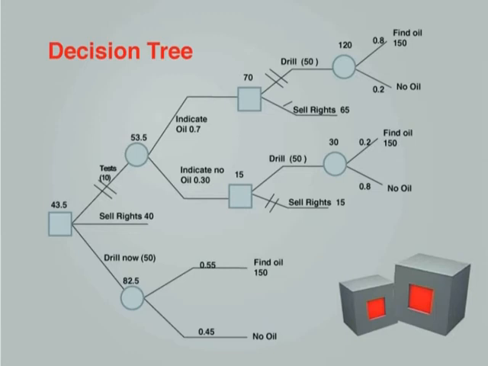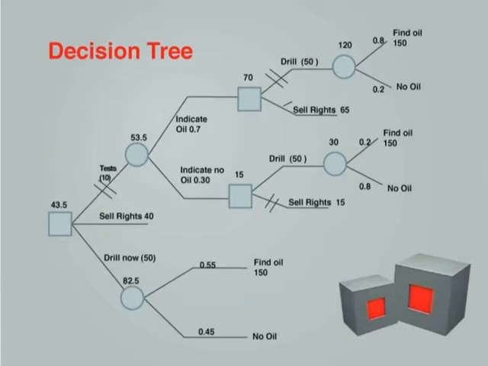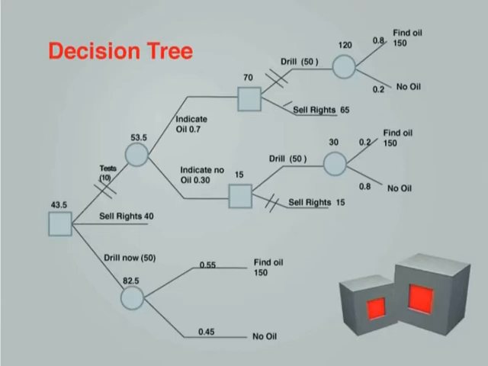Now if we continue this decision tree and go to the 0.7 side, that is after the test the result is that yes, oil is there, then what options will we have? We will have to decide again that either we drill, if we drill then there is a 50 million outlay, or if we sell the site straight away at that point in time when the tests are clear and we are sure that there is oil available, then we can sell it for $65 million if we sell the site at that time.